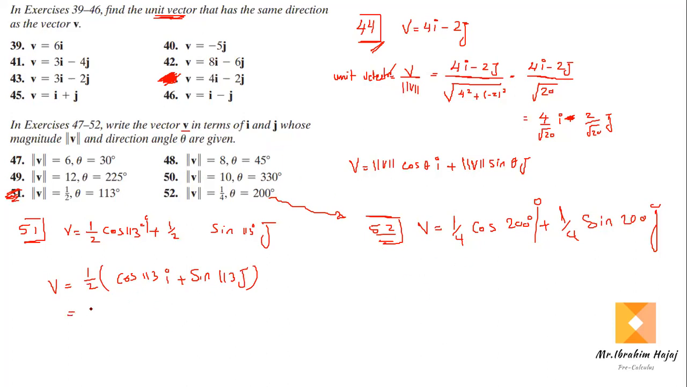We have to evaluate it: half cosine 113 you calculate on the calculator, i plus half sine 113 again we evaluate on the calculator, j.